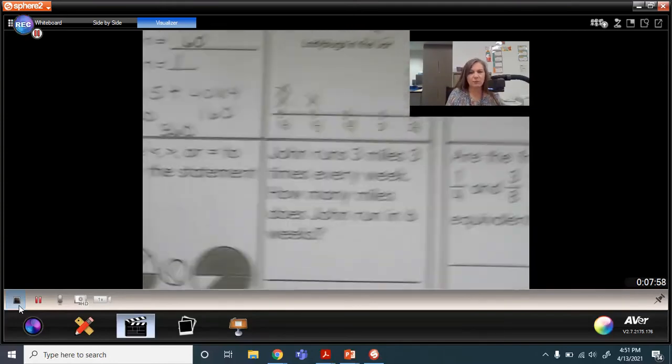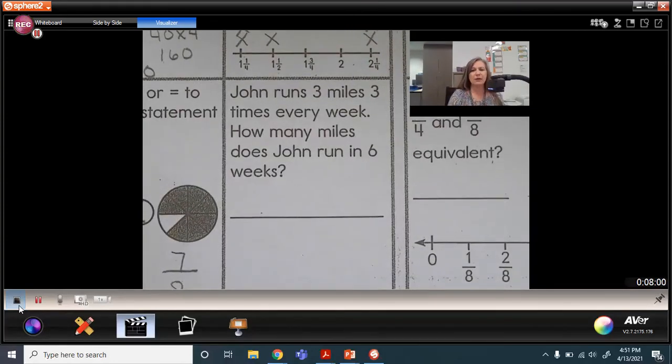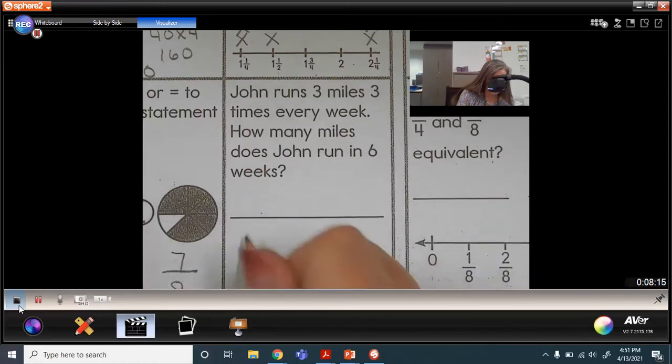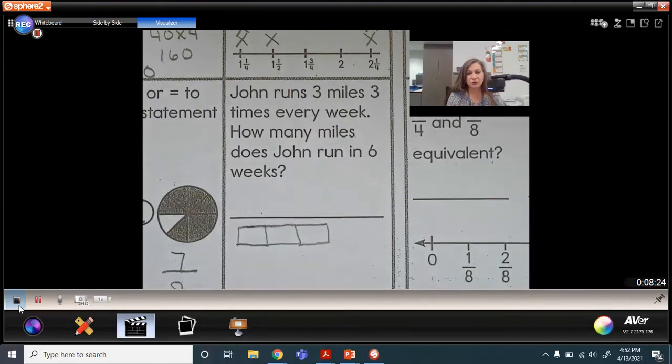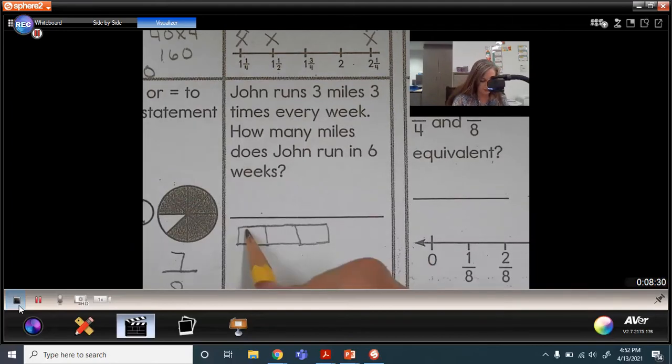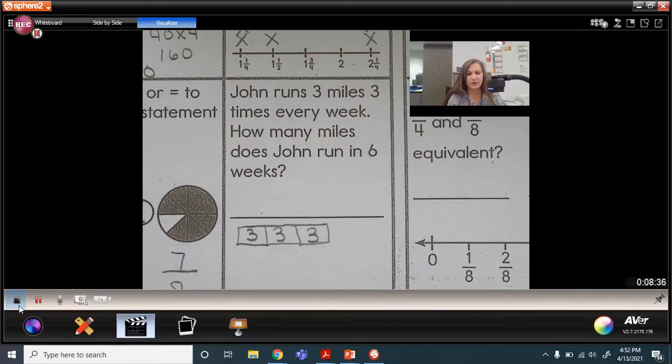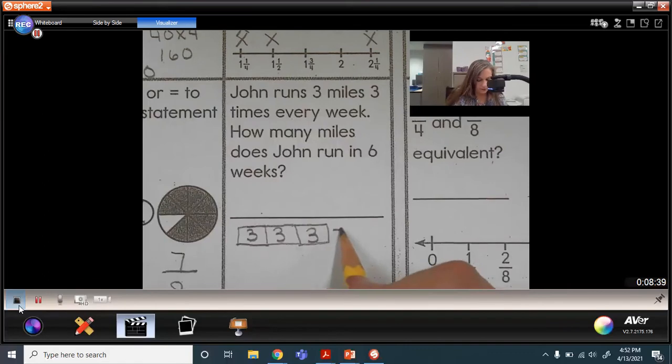All right, let's take a look at our word problem now. It says, John runs 3 miles 3 times every week. So it asks you, how many miles does John run in 6 weeks? So I'm just going to go with what I can imagine going on here. I have, he runs 1 day, 2 days, 3 days. So that's the 3 times every week. So 3 days during the week. And every time he runs 3 miles. 3 miles every day that he runs.